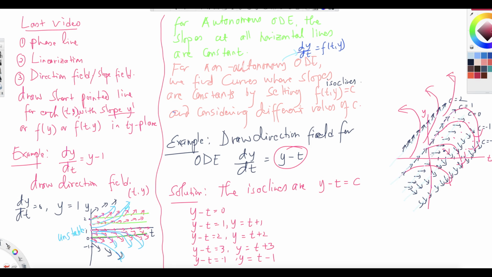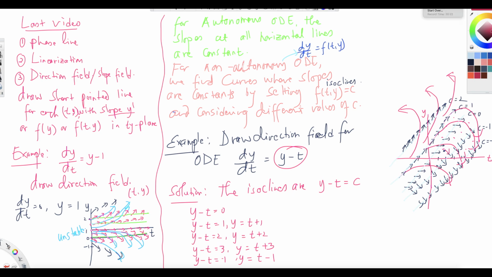Like that. Okay? That's what the direction field looks like. And you may be wondering, what is the equilibrium point here? There is not a single equilibrium point. There is a whole line. We'll discuss this kind of problem later, but what I wanted to say here is, how do we draw a direction field for an autonomous and non-autonomous first order ordinary differential equation?